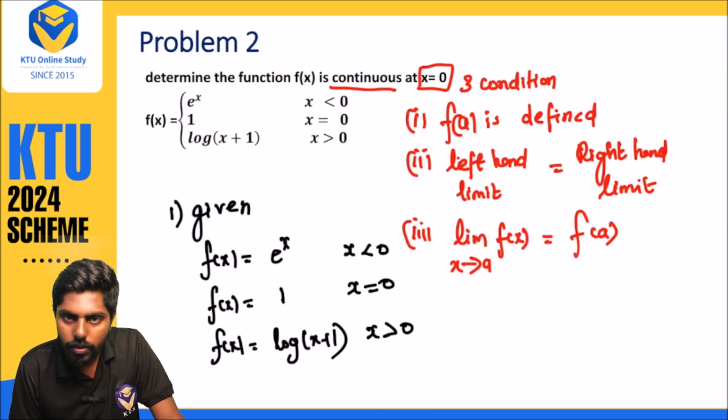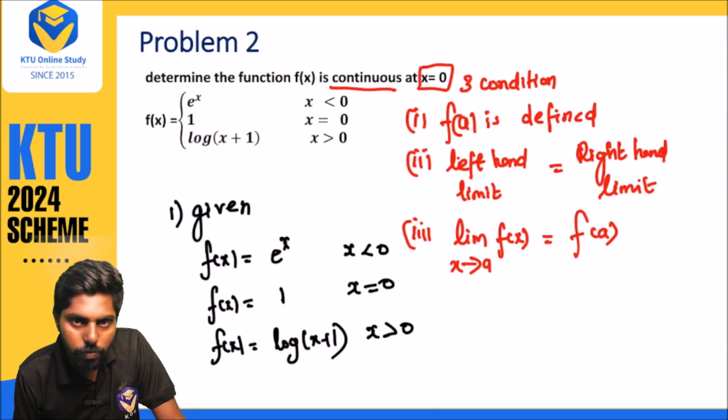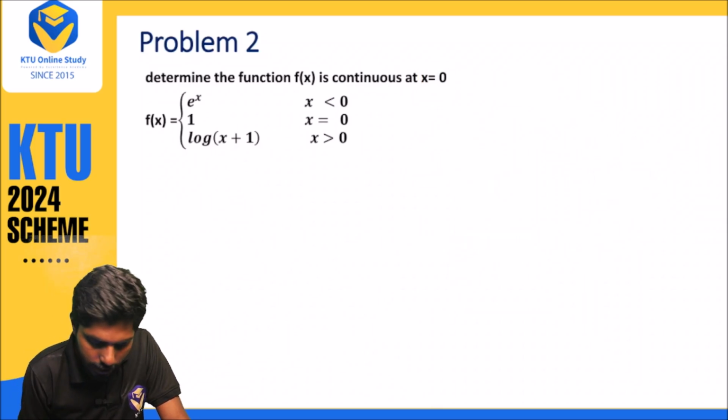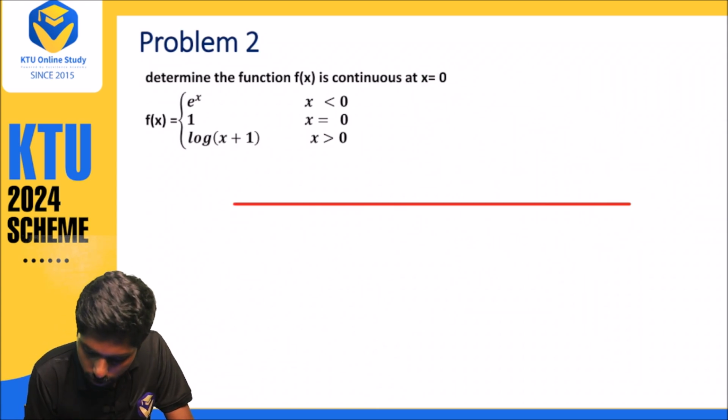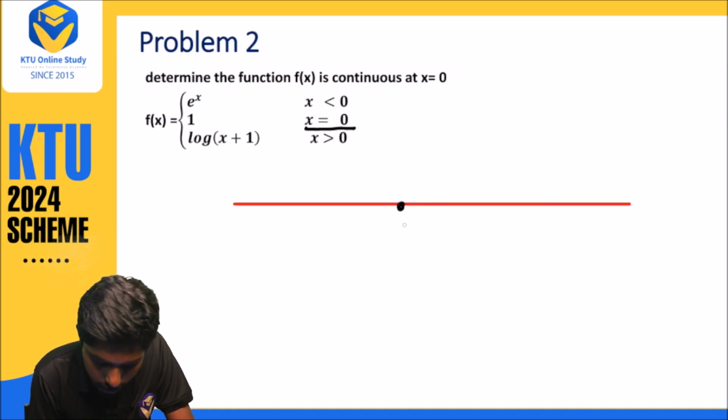After writing the given, what do you want to do? Draw the diagram, so it will be helpful for you. So the second step is to draw the diagram. What have they given? When x is equal to 0, what is our f of x? F of x is equal to 1.